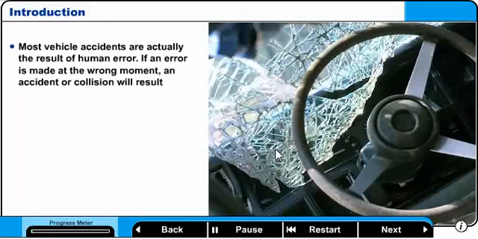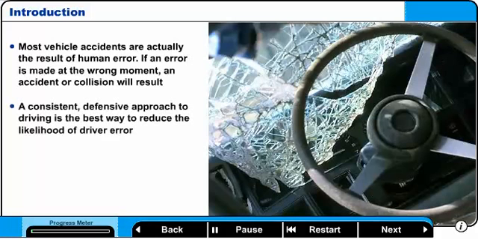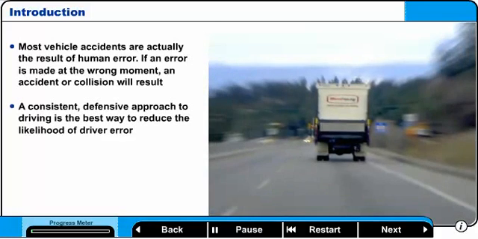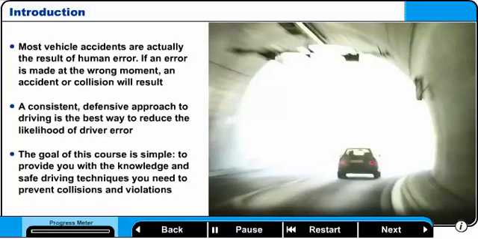Most vehicle accidents are actually the result of human error. If an error is made at the wrong moment, an accident or collision will result. A consistent defensive approach to driving is the best way to reduce the likelihood of driver error. The goal of this course is simple: to provide you with the knowledge and safe driving techniques you need to prevent collisions and violations.